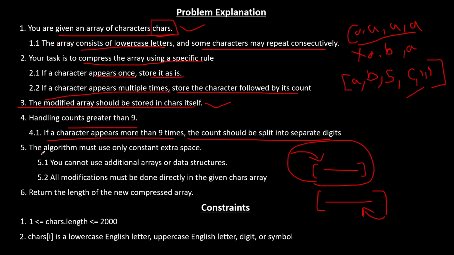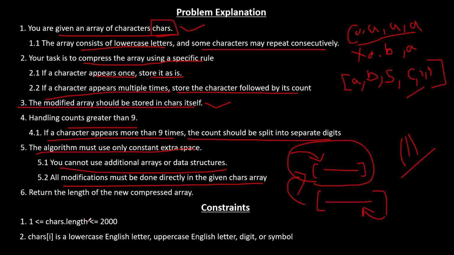Now in the question itself, it is said that the algorithm must use only constant extra space. You cannot use additional arrays or data structures. All modification must be done directly in the given chars only. So we cannot use any extra space. O of 1 should be the space complexity, and all the modification must be done directly in the given chars array, which means that we cannot use any other data structures or arrays, as it is said here. So we are really modifying the chars given input only. Now return the length of the new compressed array. We have to return the length of the chars only at the end.